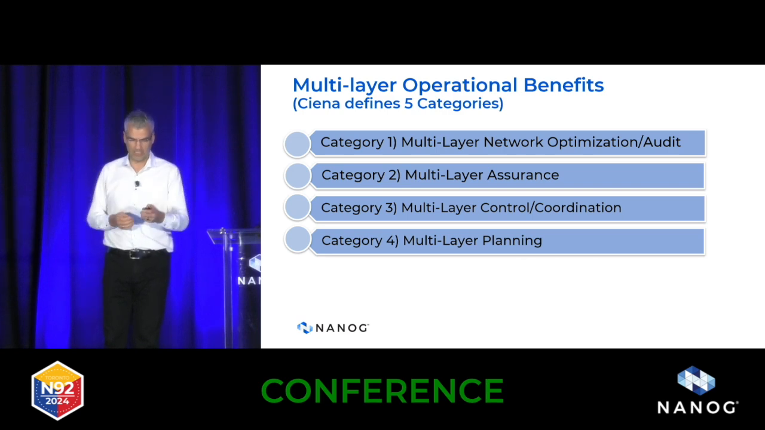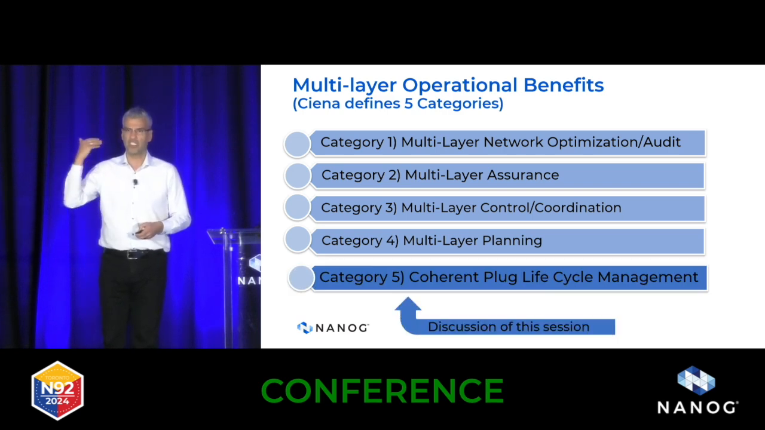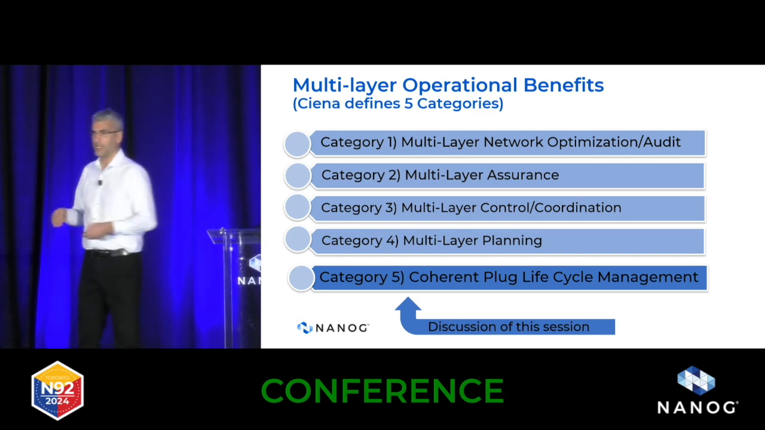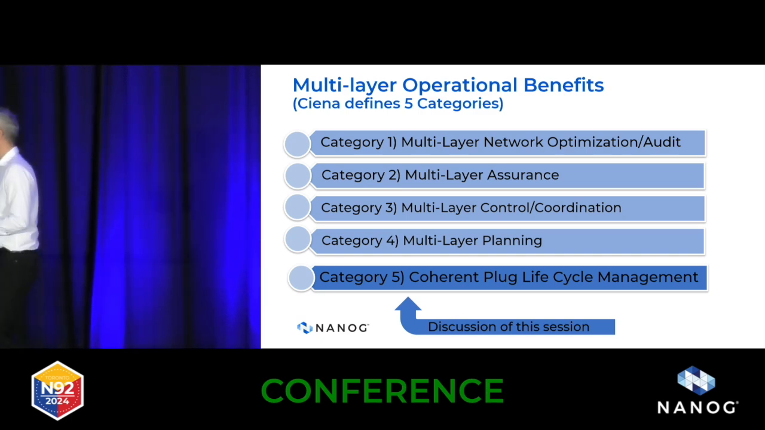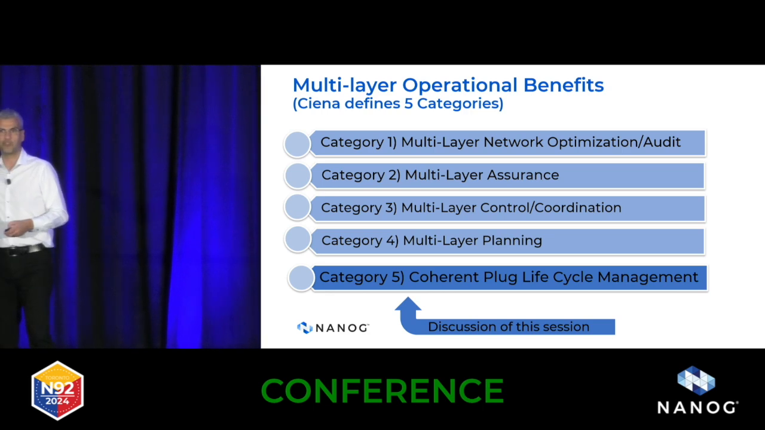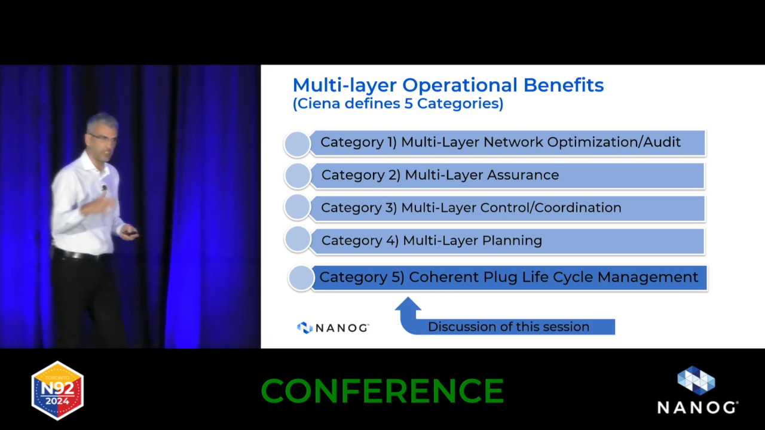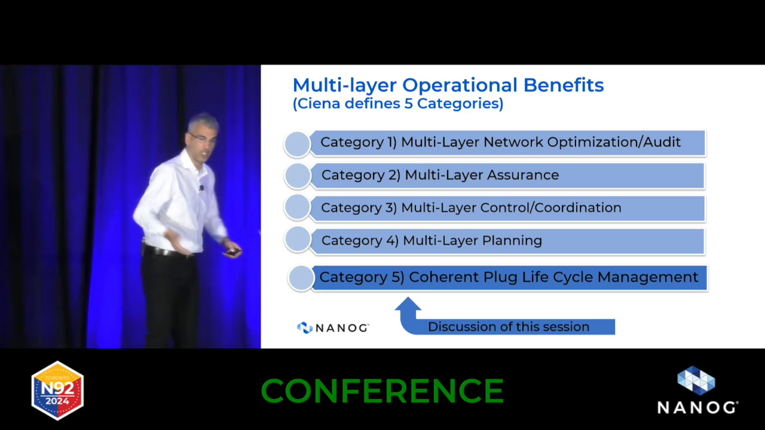we define 5 different categories. I'm not going to talk about category 1 to 4. I just put it there for completeness. We are going to talk about coherent pluggable lifecycle management. So basically, that last item is something that we are going to discuss. But there is more to it.